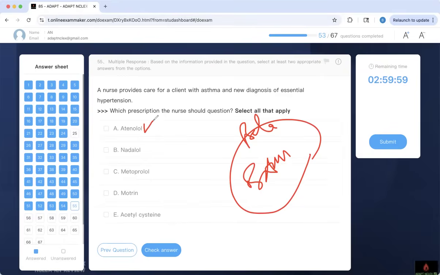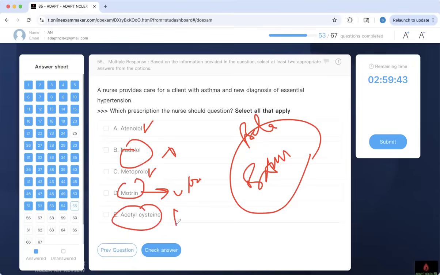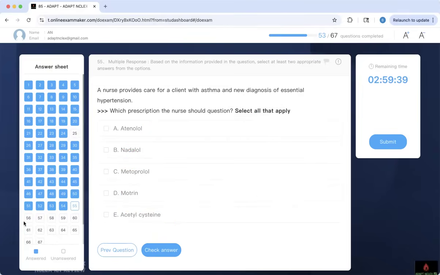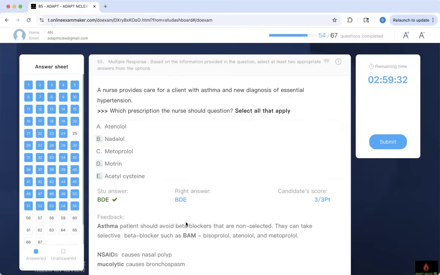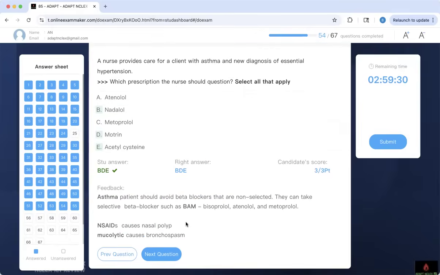Therefore, atenolol is good. Metoprolol is good. Nadolol is not good. I should question it. Motrin will create what? Polyps in an asthma patient. Nasal polyps, bad. Acetylcysteine will create mucus in an asthma patient, also bad. Therefore, what medications should asthma patients avoid? Nadolol, Motrin, and acetylcysteine. These are all bad medications that will worsen the asthma condition. Therefore, they should avoid them.